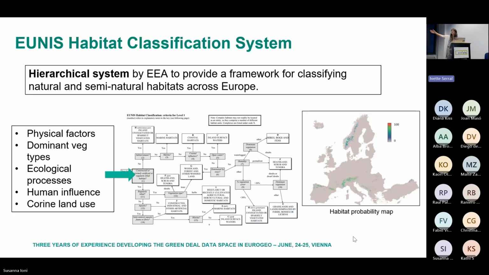They created this classification system, which starts from a simple question, for example, how much water is present, is it 70% or less, and then you go on with yes or no to the next question until you get the class of the habitat. Many years later, they also produced probability maps, which are based on vegetation plots from the European Vegetation Archive and the Braun-Blanquet database, which again are only research datasets.